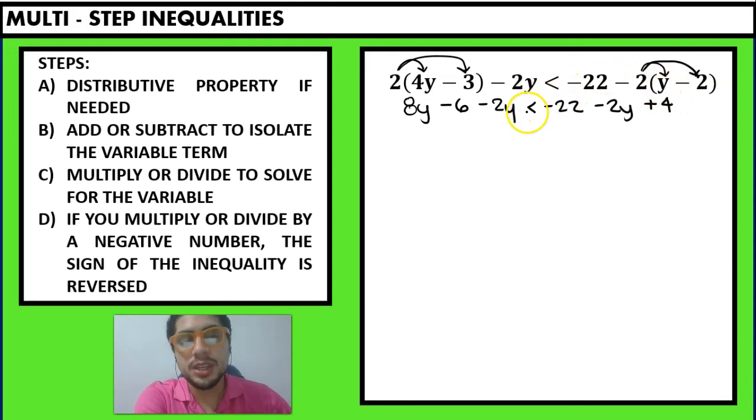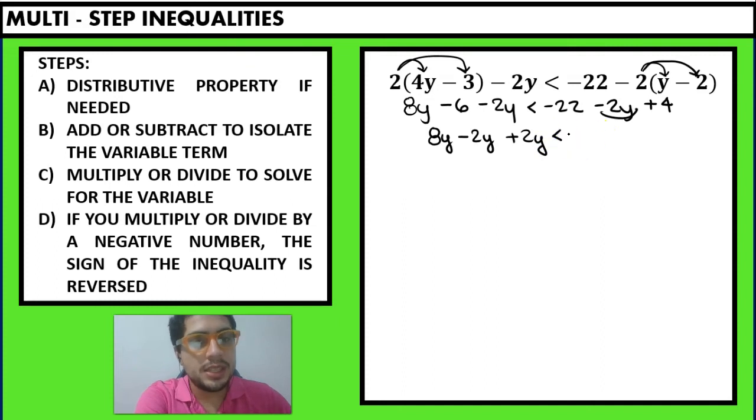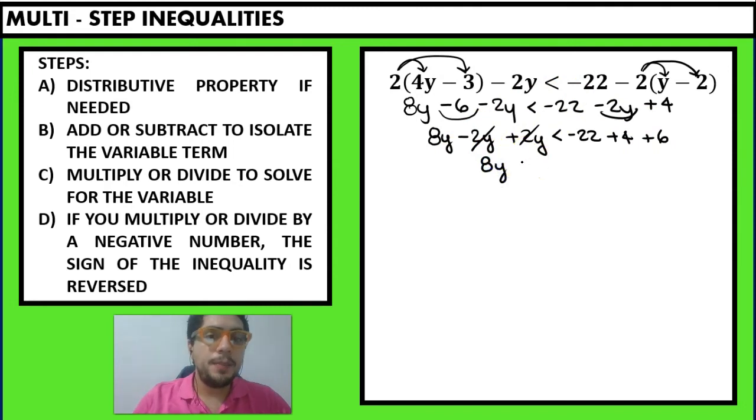Now, in this case, we can move anything that has the variable y either to the right or to the left. We're going to leave it on the left because it's easier to graph that way. So 8y minus 2y, and then we're going to move this minus 2y to the left, so it's going to be plus 2y, is lower than minus 22 plus 4, which are already on the right side, and then this negative 6, we're going to move as a positive 6. So in this case, we're going to have 8y, right? Because the positive 2 and the negative 2 are going to cancel.